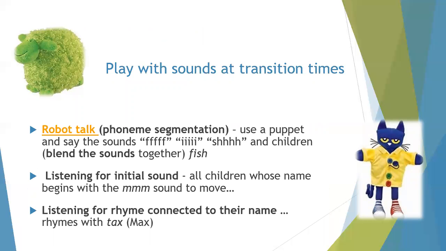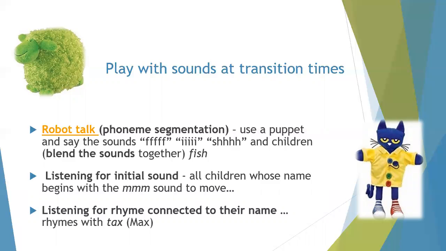Now, every time that we go out to a break is a good opportunity to practice some phonemic awareness. You can have robot talk, where you say to children, often using the green sheep as my puppet, but a robot talk where you go f, i, sh, and you don't say what the word is, and then as they go out to play, you look at a small group of children, you go f, i, sh, and they have to look back at you and go fish, and then they can get up and go out to play.